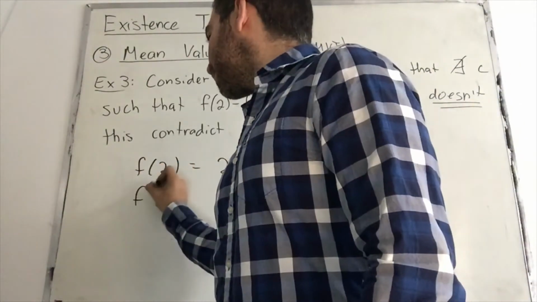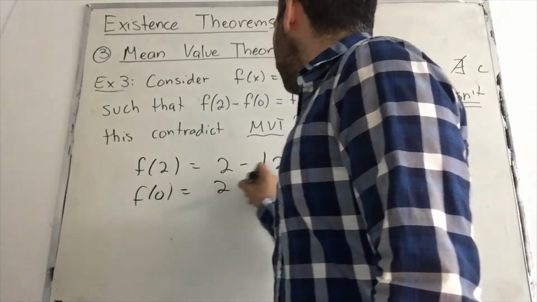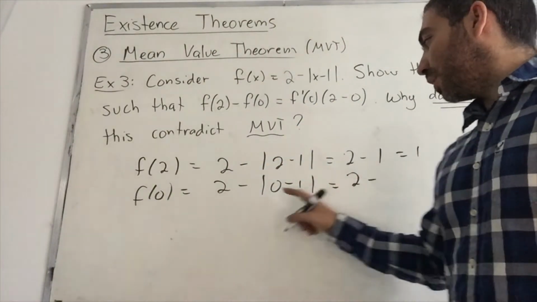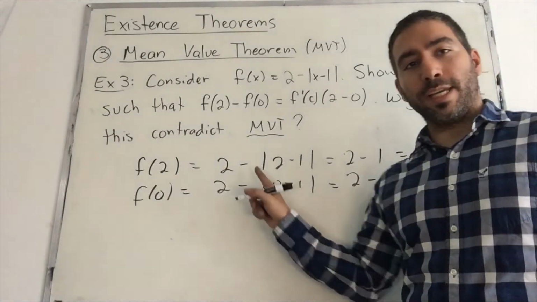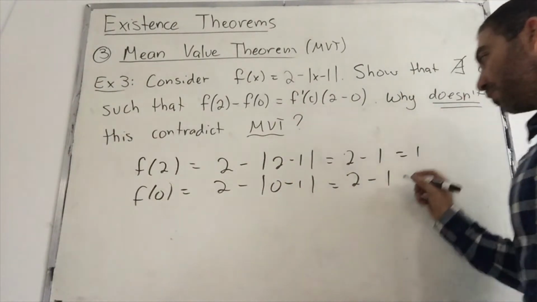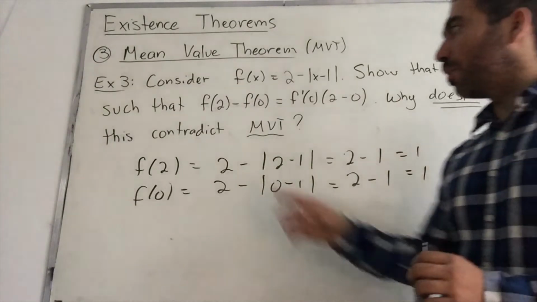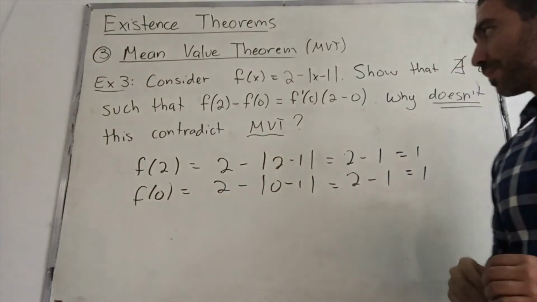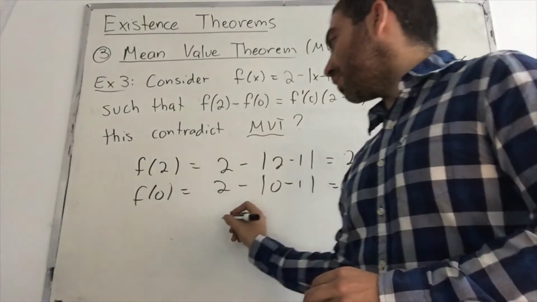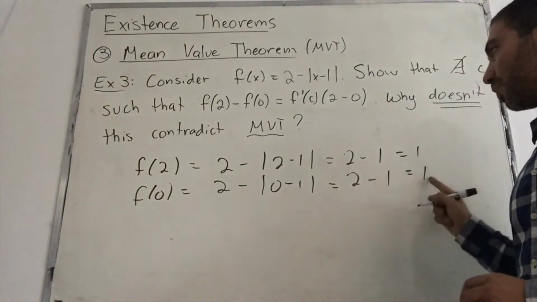And f of 0 is equal to 2 minus the absolute value of 0 minus 1, which is negative 1. The absolute value turns it to positive, so it becomes positive 1. So 2 minus 1, which equals, again, 1. So f of 2 minus f of 0 is just 1 minus 1, which is 0.